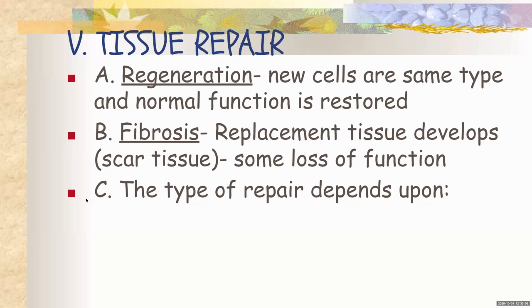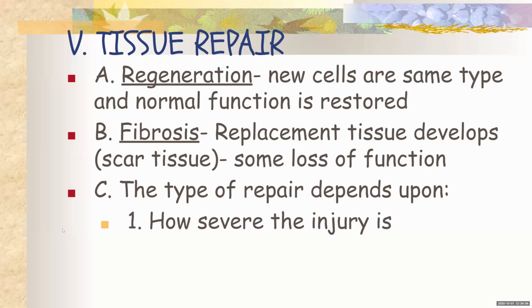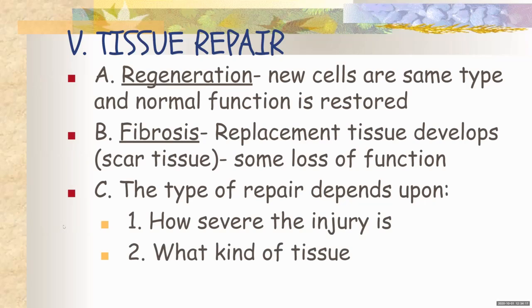Whether the tissue repairs through regeneration or through fibrosis or both depends on, one, how severe the injury is, or what type of tissue has to regenerate. Whether it's bone that has to regenerate, whether it's epithelia, whether it's tendons and ligaments, connective tissue, or whether it's muscle that has to regenerate. Depending upon how severe the injury is and what type of tissue it is going to determine whether the body repairs through regeneration or repairs through fibrosis.